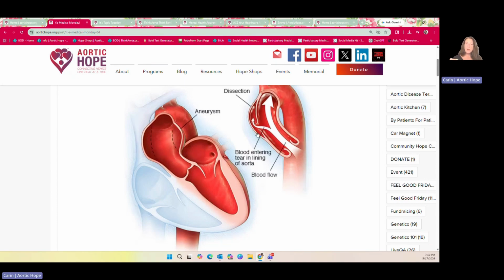So when it's a tear, it tears into the innermost layer. There's 3 layers. So it can tear into the innermost 2 layers, and then it will come back into itself somewhere down the line. Right? So that's a tear. If it tears all the way through all 3, that would be considered a rupture.